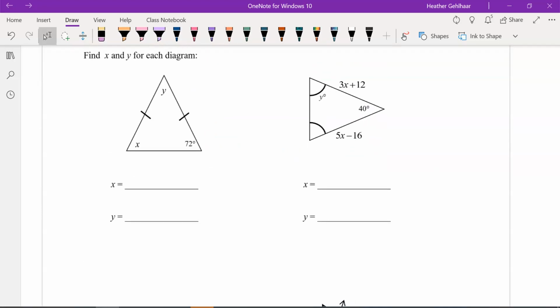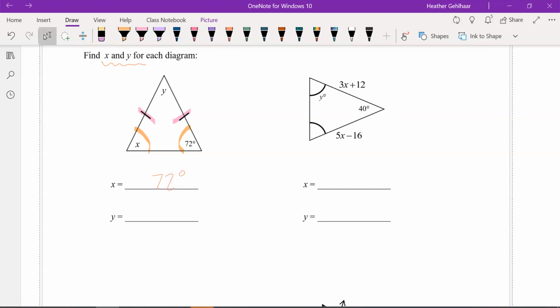All right, let's go ahead and do a few examples. So then we have find x and y for each of the diagrams. So in this here, we have a lovely isosceles triangle. Because those sides are congruent, we know those angles are congruent. So here, if those two are congruent, then we know angle x is 72 degrees.